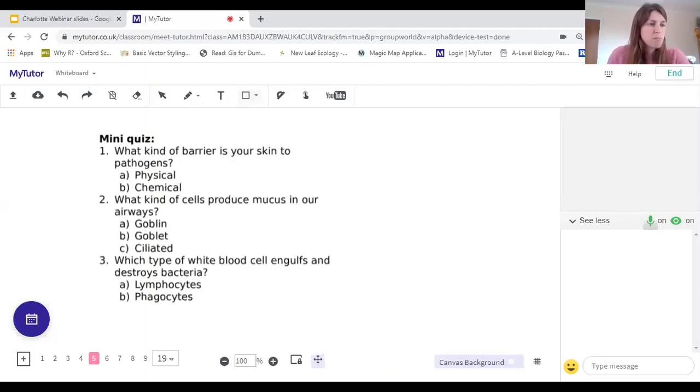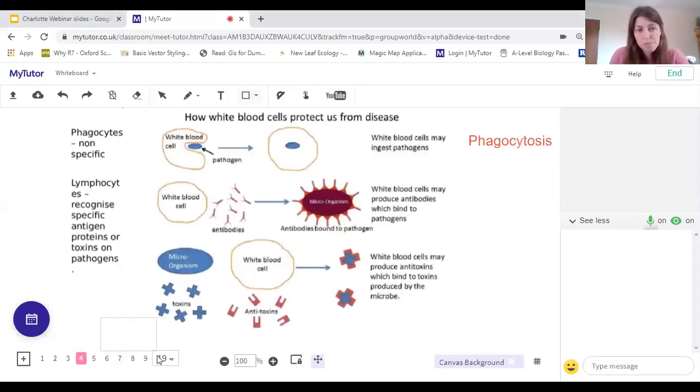So if we flip back to the slide before, it's the phagocytes, this top line here, that engulf and destroy in phagocytosis, and it's our lymphocytes, that word has been cut short a bit there when I've put the slide up, that produce the antibodies.